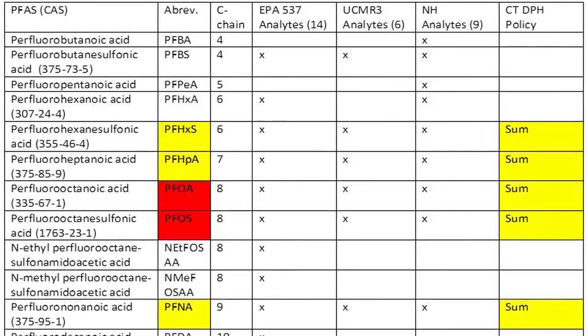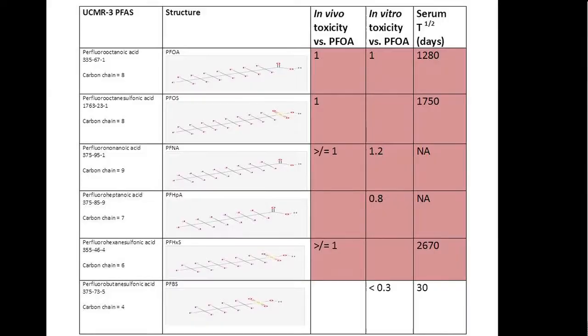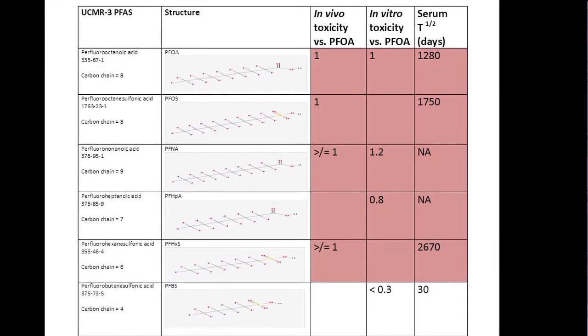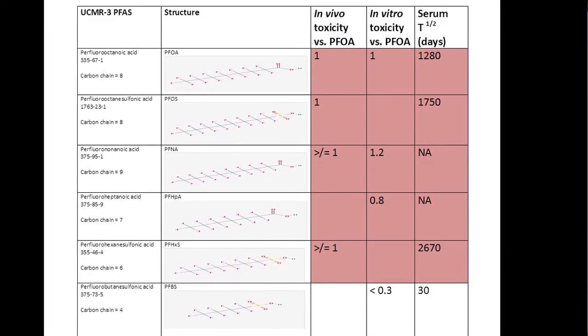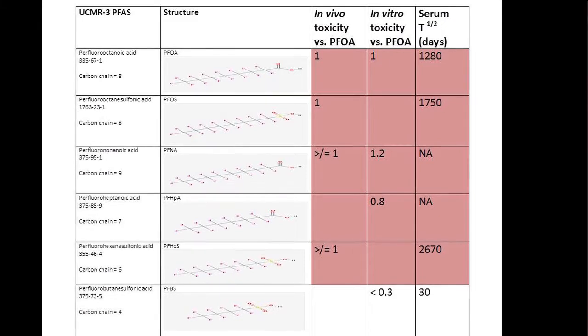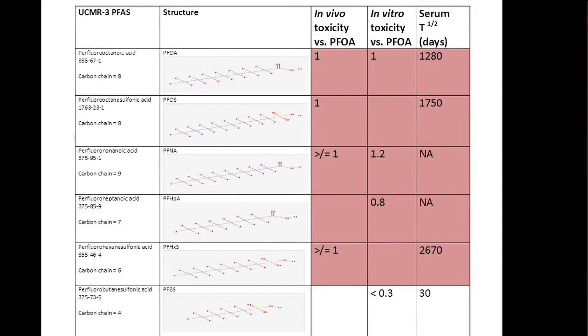All right, so a little more detail. We've looked at some of the information that Connecticut provided and some additional information. This summarizes a lot of data on toxicology and persistence. If we look at the UCMR3 compounds, that's 6 of them.